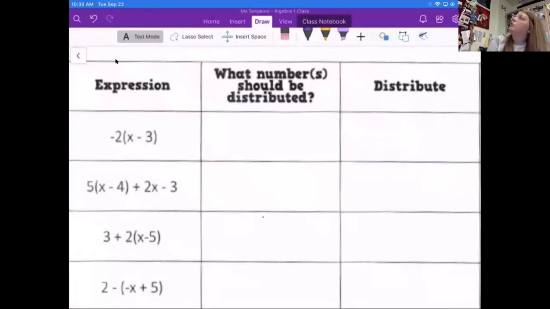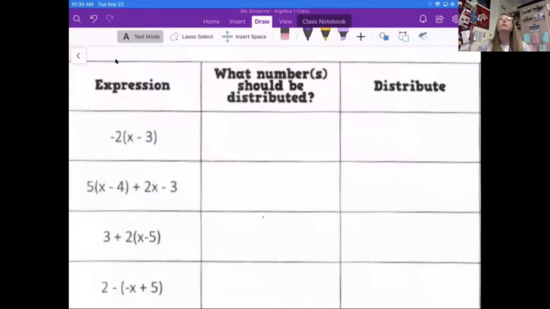Okay, so in the chart, again, I would appreciate it if you used it for the first problem, but then after the first problem, if you hate it, then that's fine. You can just not use it, ignore it. So we are solving -2 times x minus 3. We're simplifying it. I apologize, not solving.